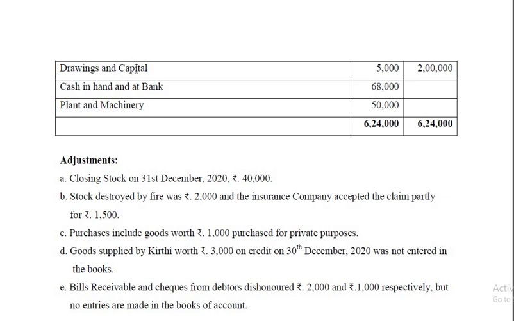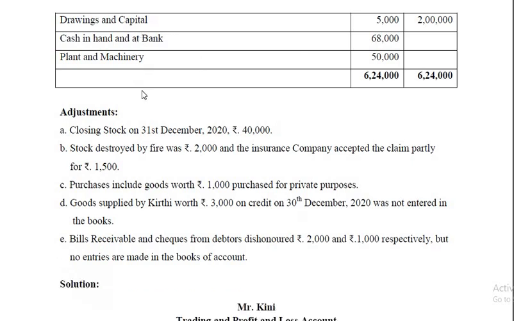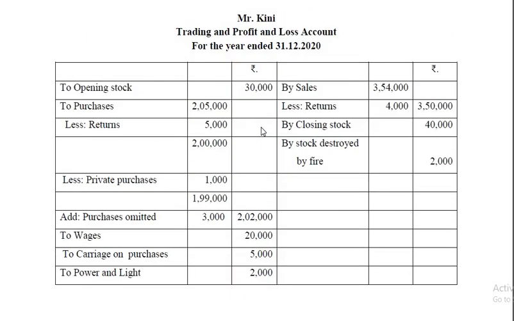From the capital, you are adding the net profit of the current year, and then therefrom you are deducting drawings. Drawings given here and additional drawings which is given in the adjustment. Cash in hand and at bank, so 68,000. From that you have to deduct the cheque dishonored value. Plant and machinery is an asset, so that will come to the asset side of the balance sheet. So a simple problem. Let us see how it is being solved.